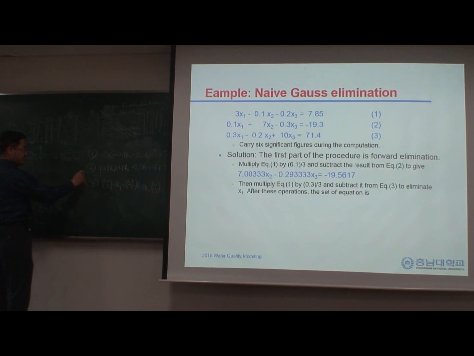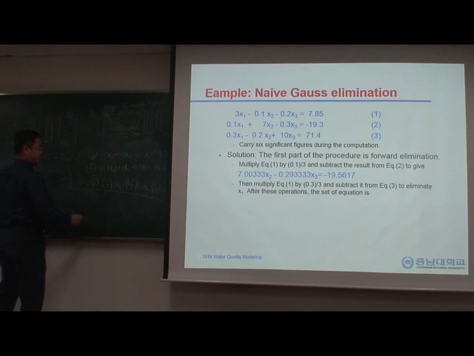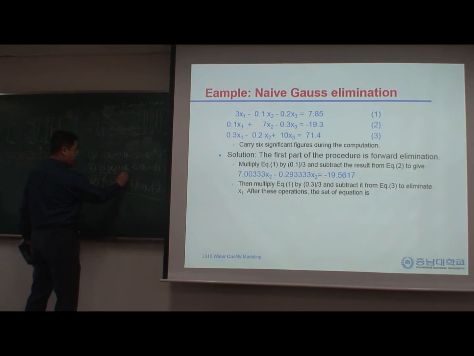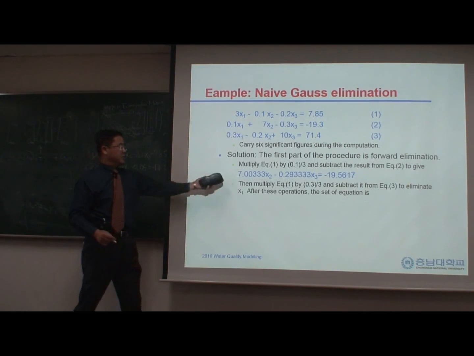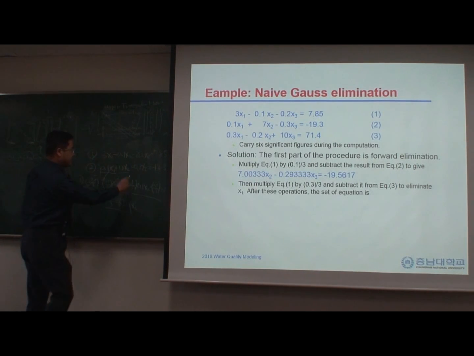Okay, so we will use this one and subtract. Then in this case, I have 0.1, 0.1, so I can cancel these two. Okay, what we have is 7 minus 0.1 over 3.0 x2, which is the same as 7.00333.